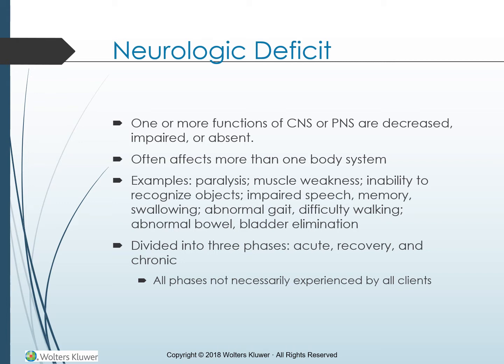Acute phase. The acute phase follows a sudden neurological event such as a cerebrovascular accident, abbreviated CVA, or a head or spinal cord injury. During the acute phase, the client is usually critically ill with many signs and symptoms such as altered level of consciousness, which is abbreviated LOC, hypertension or hypotension, fever, difficulty breathing, or paralysis.